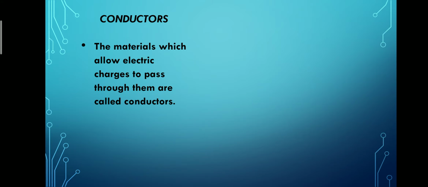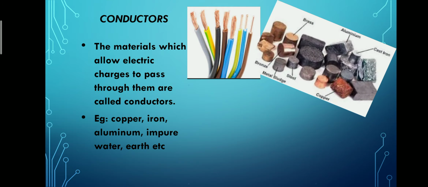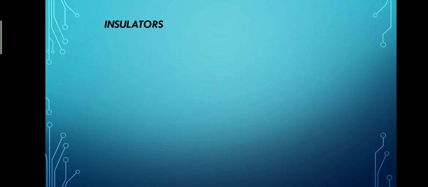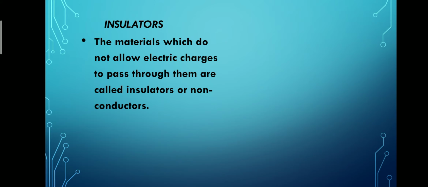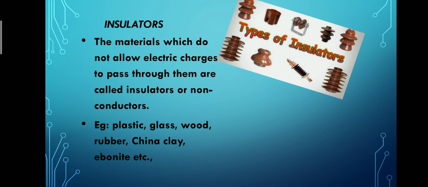So the next term is a conductor. Any material which allows electric charge to pass through it is called a conductor. Example: copper, iron, aluminium, impure water, and earth. Next are the insulators. Any material which doesn't allow electric charge to flow through it is called an insulator or non-conductor. Example: plastics, glass, wood, rubber, china clay. In this picture, you can see insulators in your transformers.